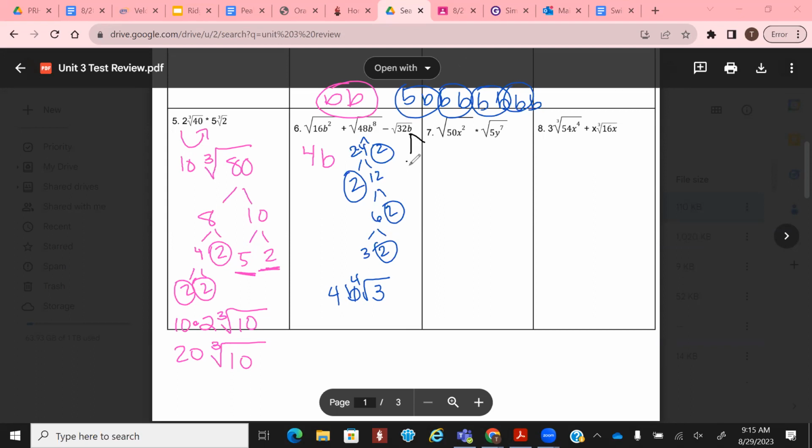32 can break down into what? 2 and something. 16. 16 and 3. We can break 16 down into 4 and 4. So we can actually just stop right there because we see a pair. We can pull out the 4. And that b, we only have 1, so we can't break that down.